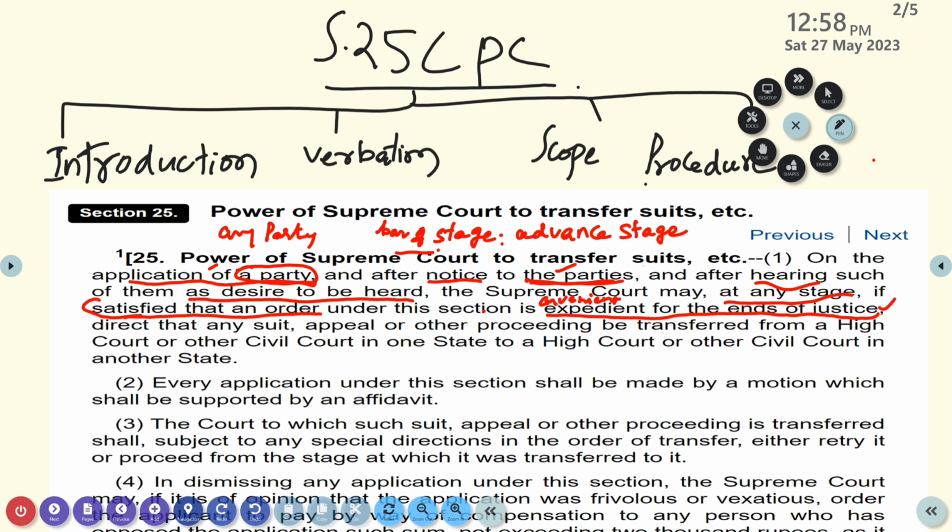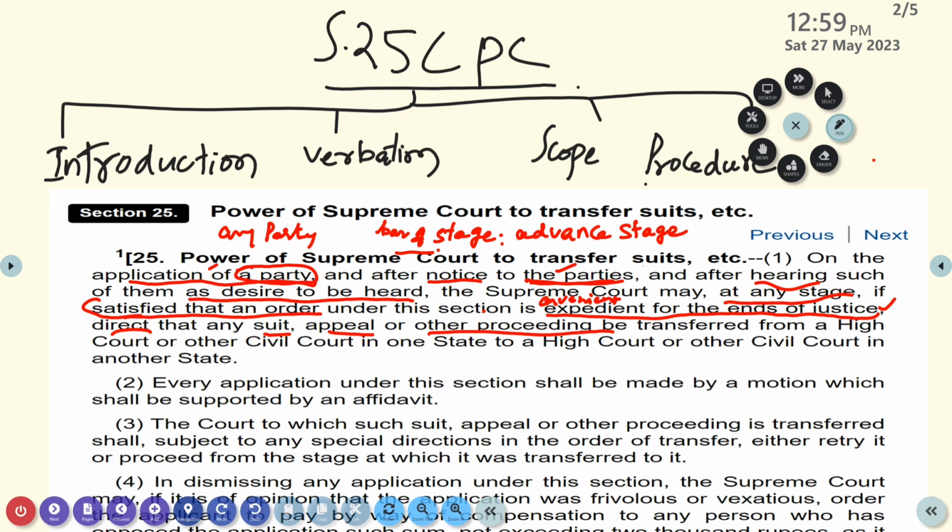Expedient for the ends of justice. For what? Ends of justice. So when this condition is satisfied by the Supreme Court, upon compliance of these three conditions of application, notice, hearing, then the Supreme Court can direct. What can it do? It can direct any suit, appeal or other proceedings. So according to this phrase, any suit, any appeal or any other proceedings means every proceeding before the Supreme Court.